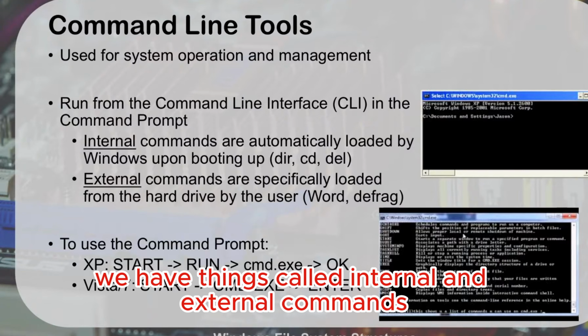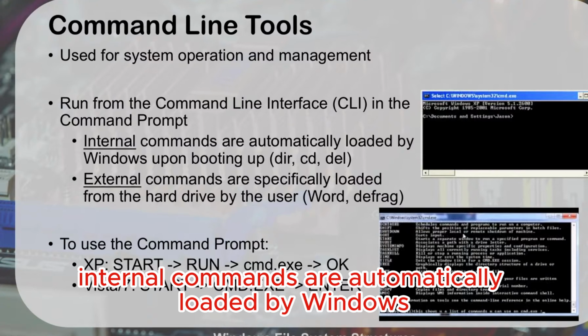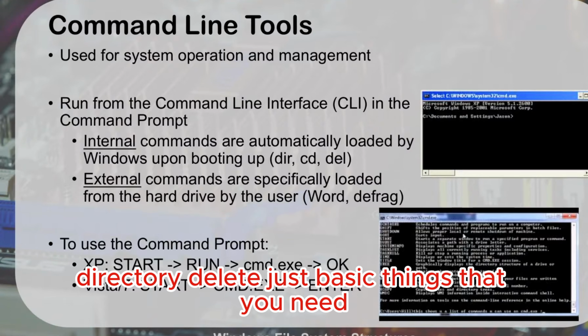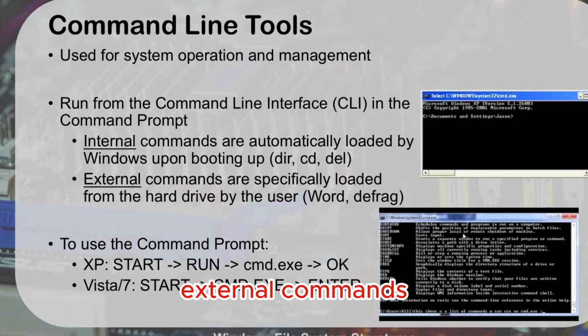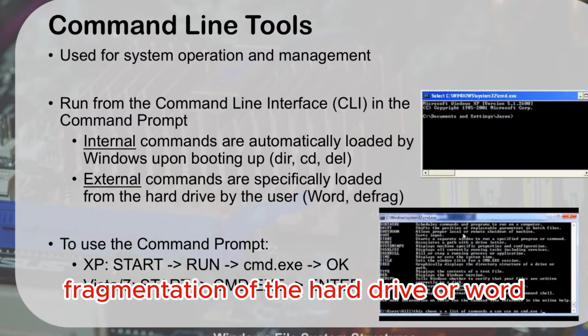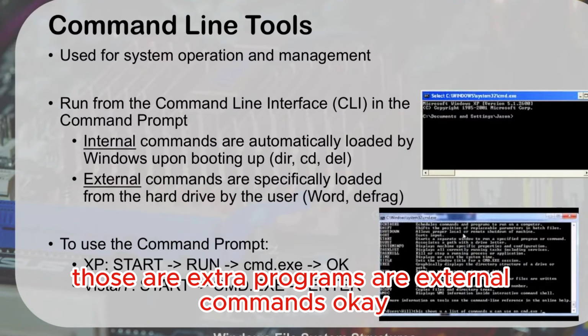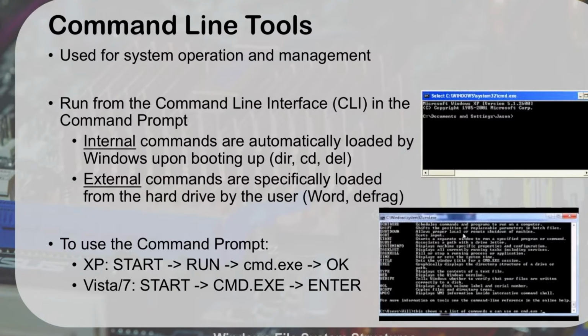We have things called internal and external commands. We talked about this way back on day 1 in lesson 1. Internal commands are automatically loaded by Windows upon booting. Things like directory, change directory, delete, just basic things that you need for file system operations. External commands are ones that are loaded from the hard drive by the user. Things like defragmentation of the hard drive, or Word if you want to type up a document. Those are extra programs, they're external commands, okay?